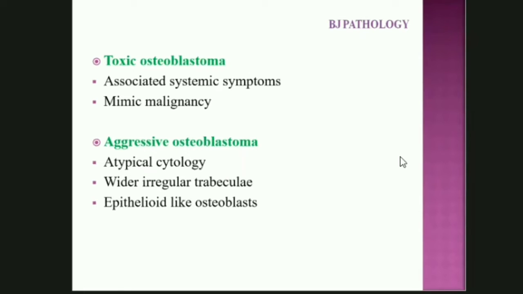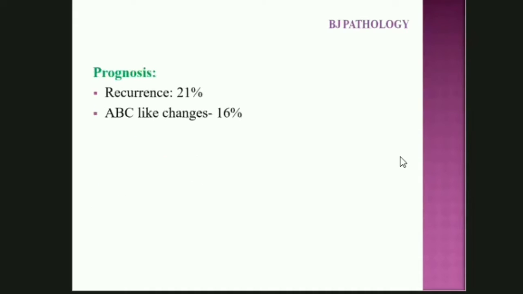The second variant is aggressive osteoblastoma. Here we see epithelioid-like osteoblasts. So this can be confused with osteosarcoma. Here we need to keep the differentials in mind. ABC-like changes can also be seen in osteoblastoma, and it accounts for 16% of the cases.